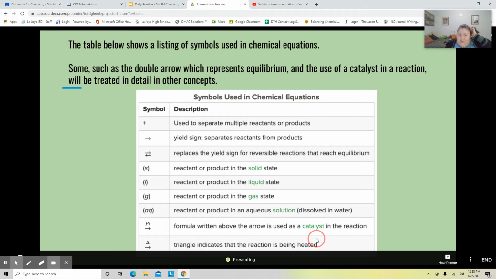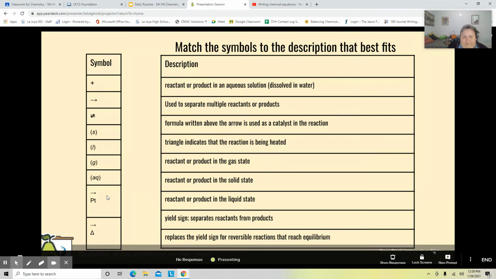Any questions on the symbols? And remember, the formula can change because different compounds can be used or different elements can be used as catalysts. In this case, they're talking about platinum. Okay, but that's not the only one that can be used as a catalyst. There are other elements. Okay, so if you see a formula over this arrow, make sure that you remember that it's a catalyst, meaning it just speeds things up.